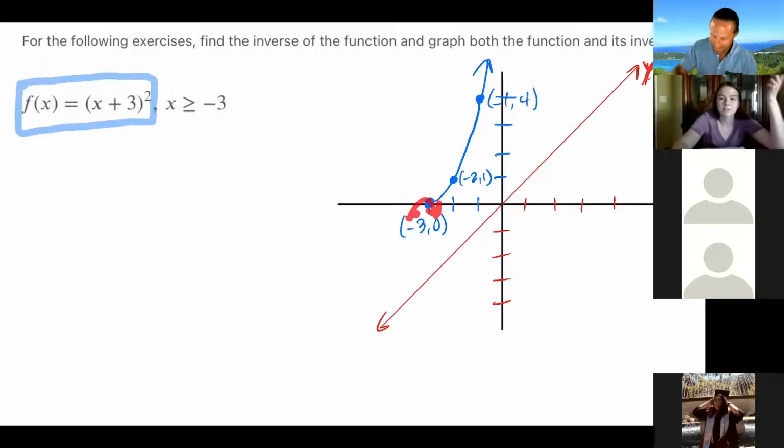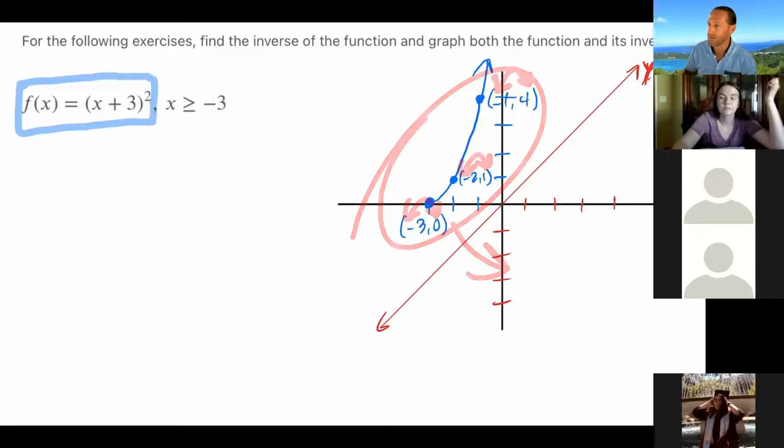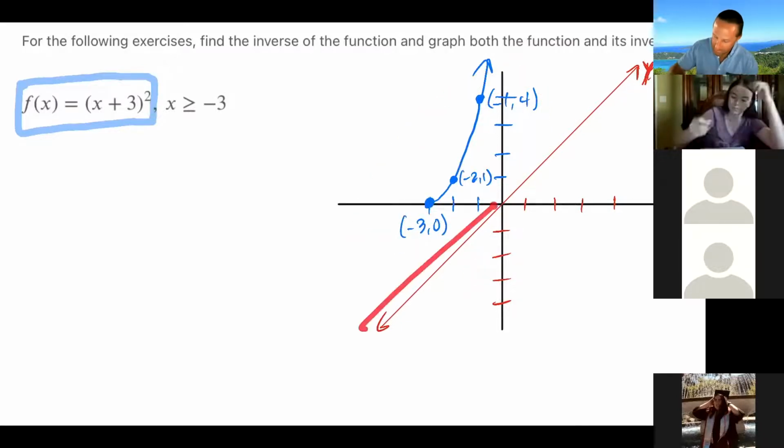That means I can take every one of these 3 points and just flip-flop them. Take the x and the y and switch them. And boom, I'd have the inverse graph. Okay, but this is my mirror. This is my line of symmetry there. So -3, 0 is going to become 0, -3. -2, 1 becomes 1, -2. -1, 4 becomes 4, -1.